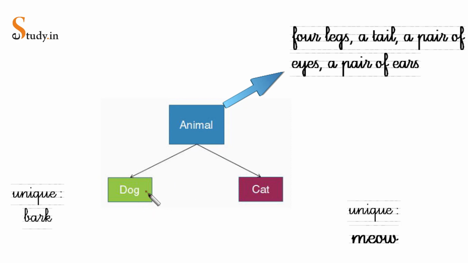So we would say that here, this is an example of inheritance where the dog class is inheriting the features of animal class and at the same time adding its own features and functions. Similarly, the cat class is inheriting all the features of the animal class, and at the same time it has its own unique features and functions. So that is the concept of inheritance.